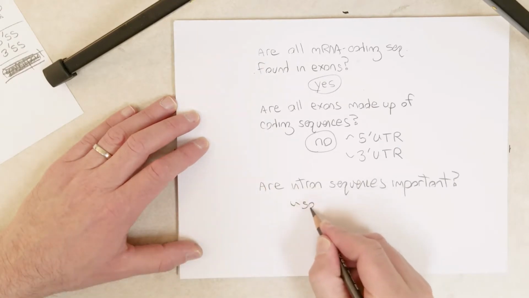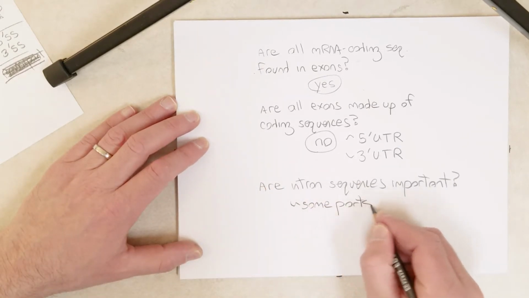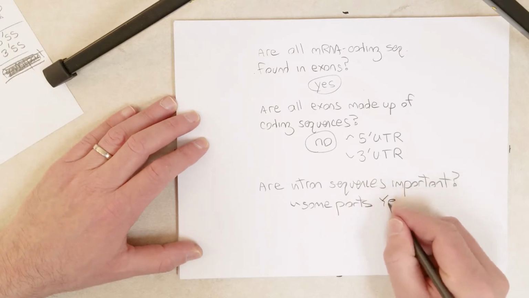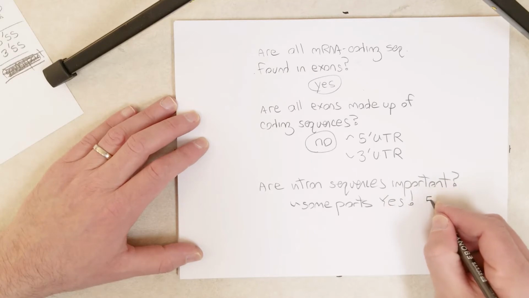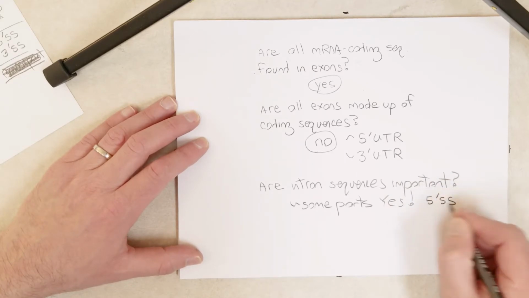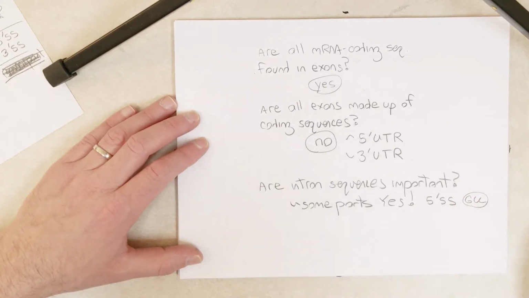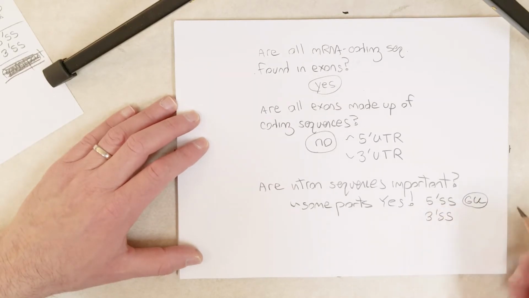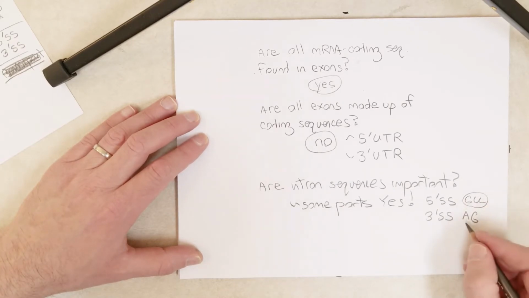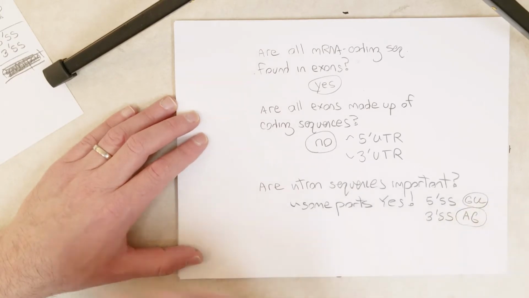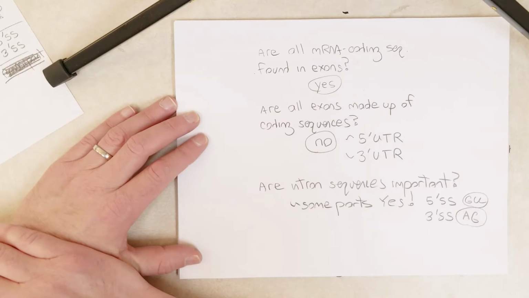So, we have to say some parts, yes, right? Some parts of the introns are important. And some obvious parts are the 5' consensus sequence, next to the 5' splice site, the GU, or GT if you're thinking about the DNA sequence corresponding to the intron, or the 3' consensus sequence found next to the 3' splice site, which is AG, right? So those are pretty key. We don't want those to be mutated, otherwise splicing of the exons flanking that intron would not work.